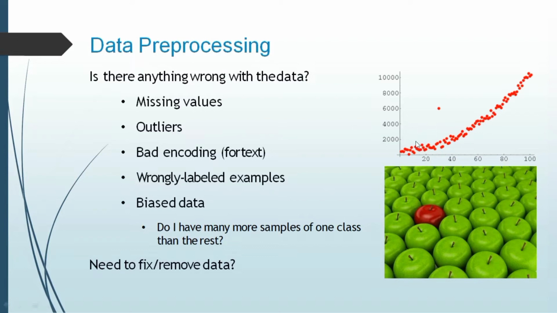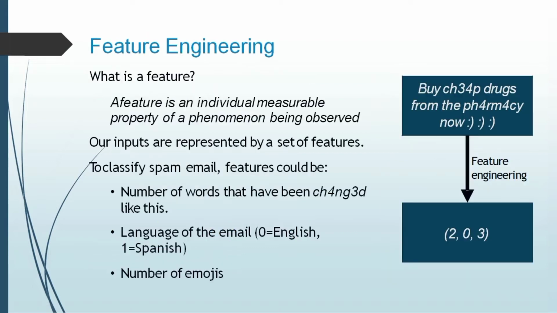As you can see in the figure, all the data is distributed here, but a single data point is not like the rest of the set. So this is the outlier. You can see all are green apples, but there is one red apple. So this is the outlier among the data set. We have to find such issues in the data set in this step, which is known as data pre-processing.